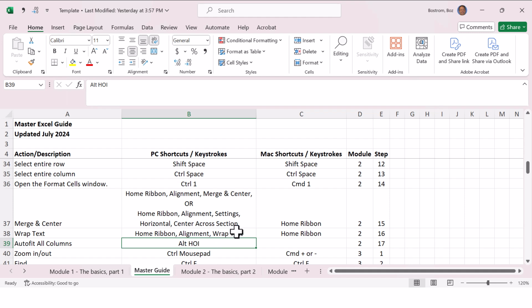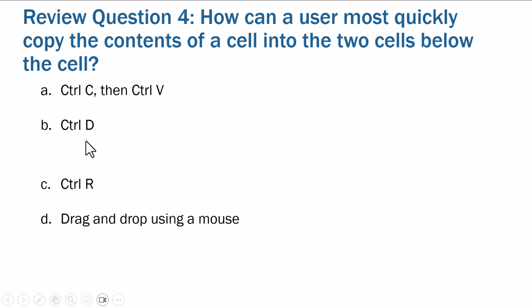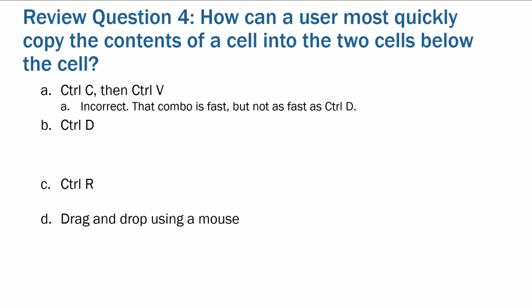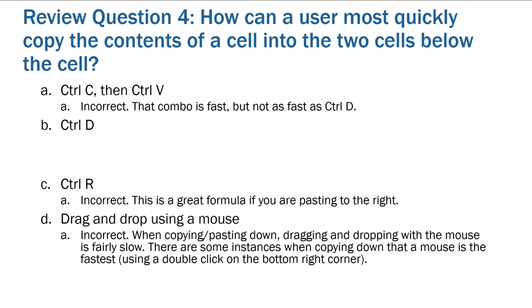That brings us to the end of Module 2, and a couple quick review questions for you. How can a user most quickly copy the contents of a cell into the two cells below the cell? All right, which of these would it be when you're copying down? It's not Control C and Control V. That is pretty quick, but it's not the best. Control R is when you would go right, drag and drop. Don't do that unless you're going down like hundreds or thousands of rows, right?